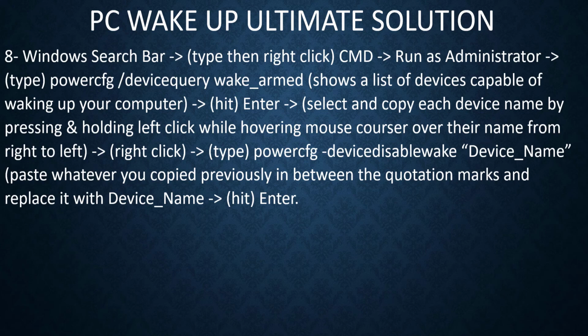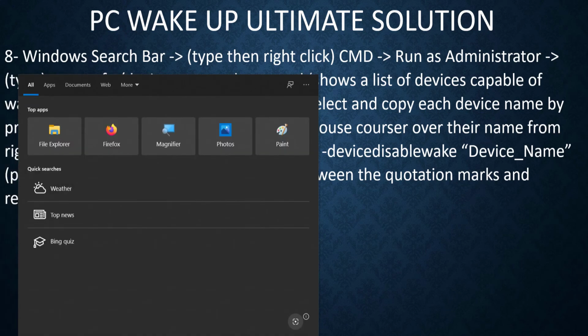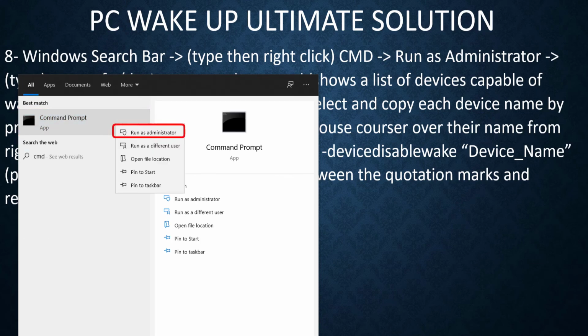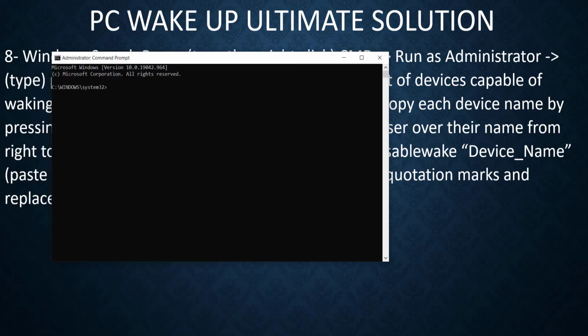So in this step number 8, what we're gonna do is to see which devices are able to wake our computer, and using the command line, we're gonna just disable them, okay? So the very first thing that we have to do, like always, is to go to the Windows search bar, then look for CMD, then right click on it, and then run as administrator. Okay, so right now we have the CMD.